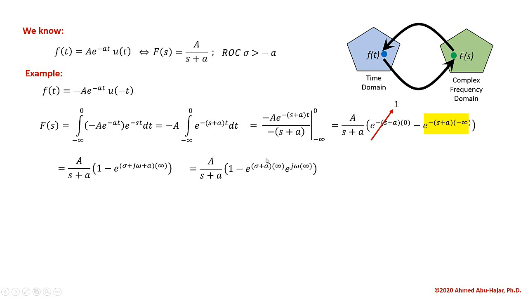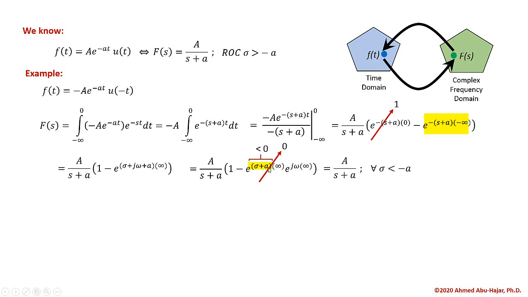However, for this one here, I'm interested in this term, the sigma plus a. As long as this is a negative value, less than 0, it's going to be e to the minus infinity, and e to the minus infinity will always go to 0. So this will go to 0 as long as sigma plus a is less than 0.